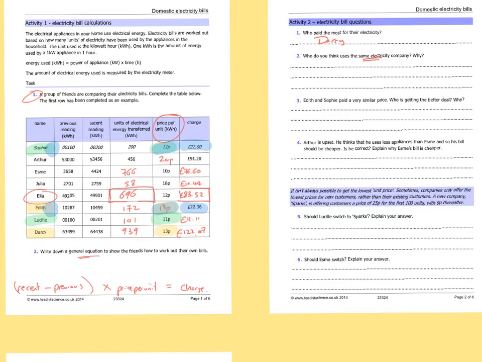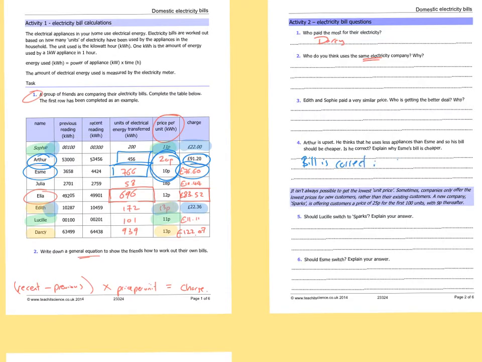Number 4, Arthur is upset. He thinks he uses fewer appliances than Esme, so his bill should be cheaper. Is he correct? Explain why Esme's bill is cheaper. So if we look at Arthur, he is paying £91.20 for the 456 units that he's used, whereas Esme is only paying £76.60 and she's used more power. The difference is the fact that Arthur is paying 20 pence per unit, whereas Esme is only paying 10 pence per unit. So Arthur's bill is correct.